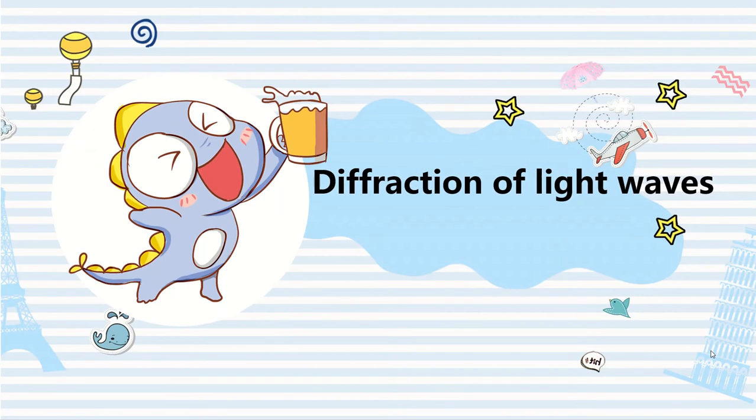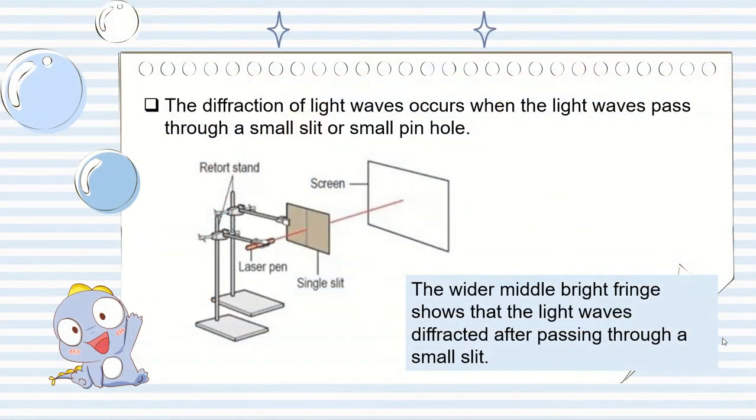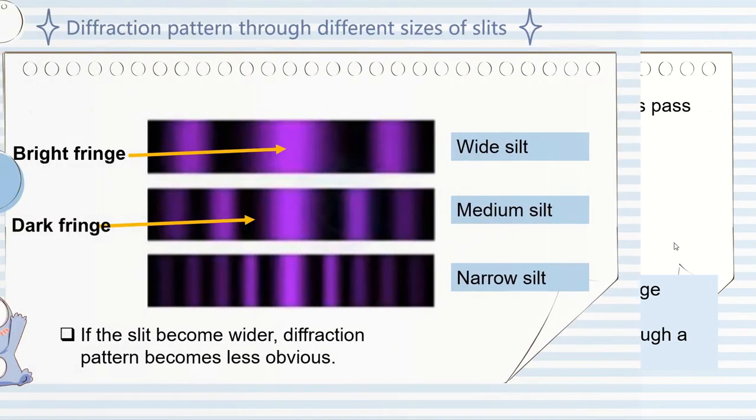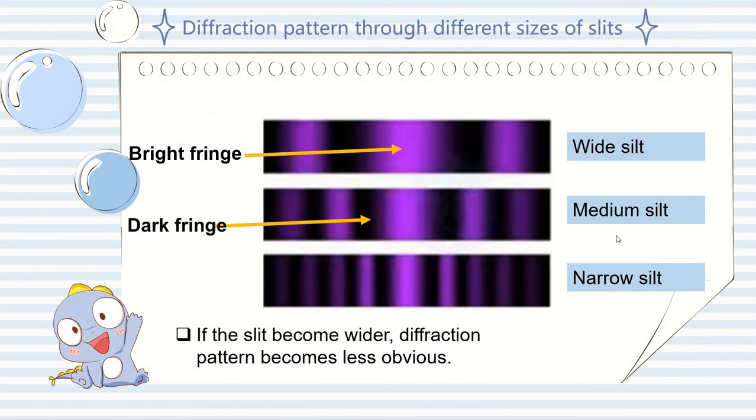The diffraction of a light wave occurs when the light passes through a small slit or small pinholes. The wider middle bright fringe shows that the light wave diffracted after passing through a small slit. When they pass through this slit, the light will diffract. After diffraction, the light will open wider. That means the screen will be full of light, but the light has different colors.